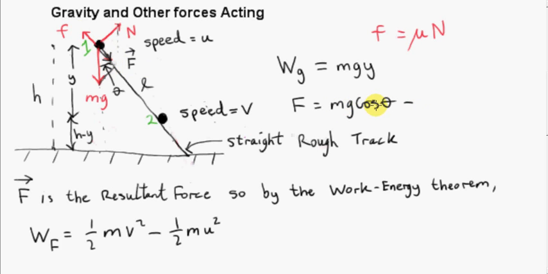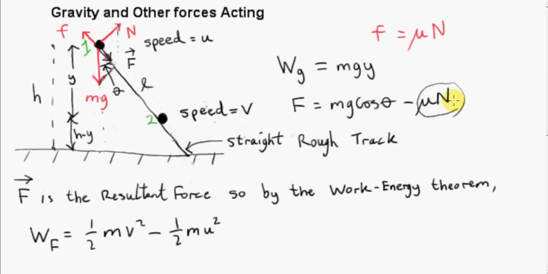So F is going to equal mg cos theta as it was before, but now we have to subtract this here. Well, actually n is mg sine theta, but we can just leave it as n for now. So what's the work done on the particle by this force? Well, again, this is a constant force. We assume that this is constant.